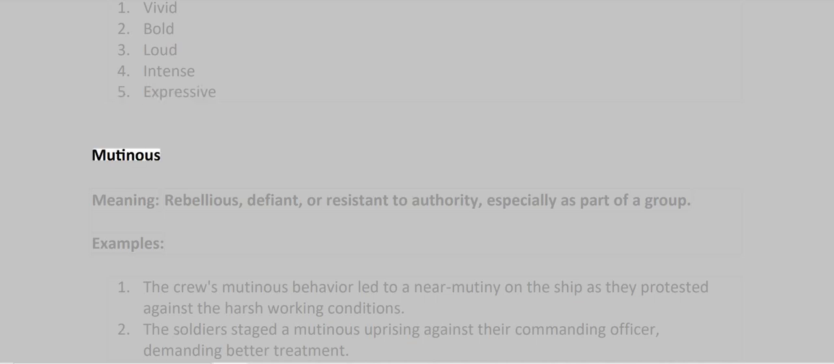Mutinous. Meaning: rebellious, defiant, or resistant to authority, especially as part of a group. Examples: 1. The crew's mutinous behavior led to a near mutiny on the ship as they protested against the harsh working conditions. 2. The soldiers staged a mutinous uprising against their commanding officer, demanding better treatment.